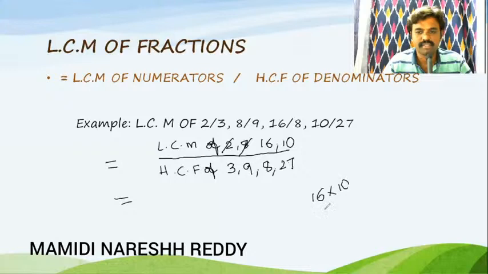Now the remaining number is 10, but we should not multiply this. Why? Because these are not co-primes. If they are co-primes, we can multiply.